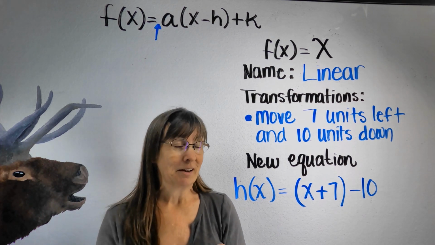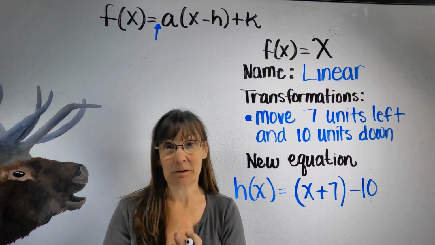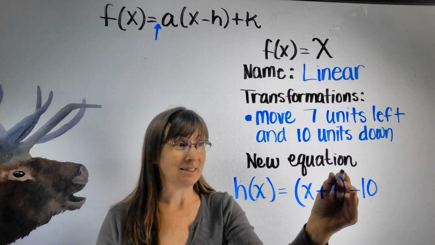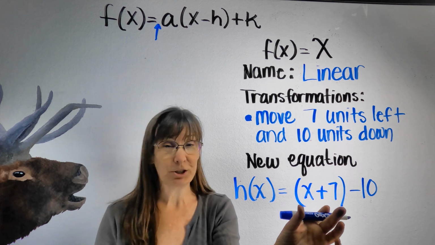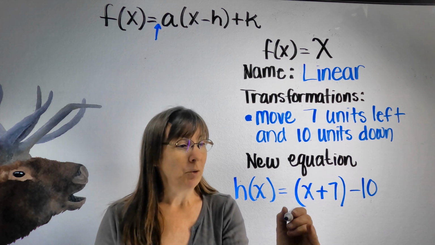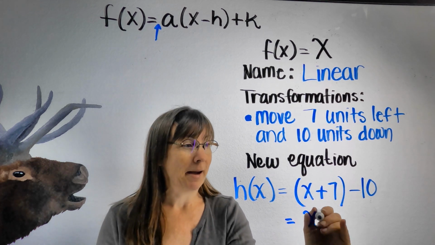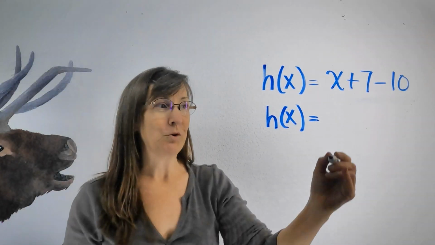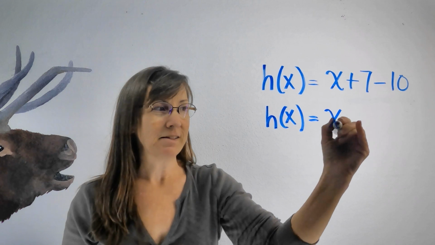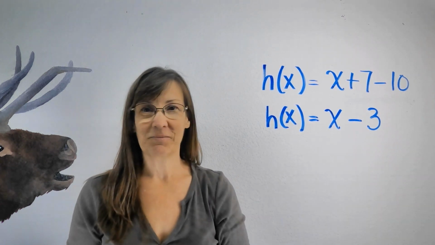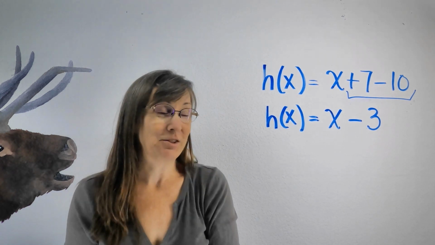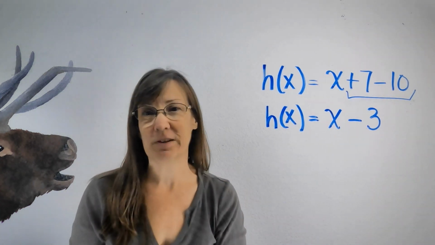Interestingly enough, I'm not finished because I can simplify this. I don't really need these parentheses because it's not squared. They're just parentheses. So I'm going to drop those and just combine my numbers. The final function would be h of x equals x minus 3. 7 minus 10 is negative 3. So that's our final function. It actually only moved down 3 units.